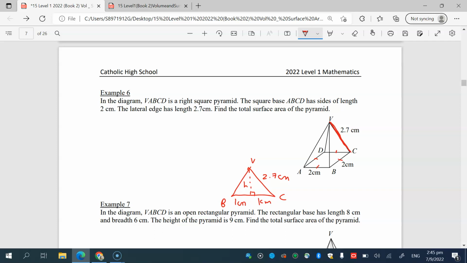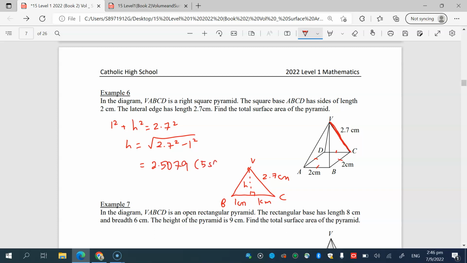Basically, I have to use Pythagoras theorem. So 1 square plus h square equals to 2.7 square. So h is basically, might as well do it together, h equals 2.7 square minus 1 square, and then you square root it. It is 2.5079. I'm going to write it to 5SF.